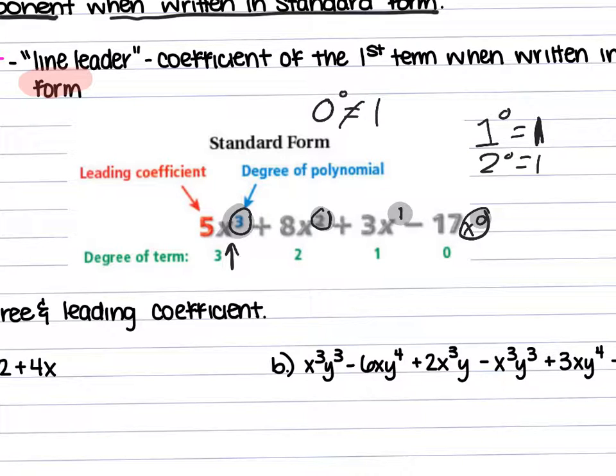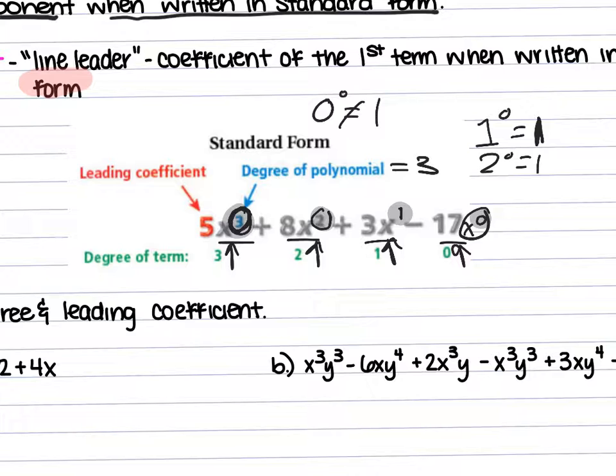There are 1, 2, 3, 4 terms here. That's 1, 2, 3. There's 4 terms. This is a polynomial. And the degree of this polynomial is the highest one that I see there. And the highest one that I see would be 3. So this one has a degree of 3.